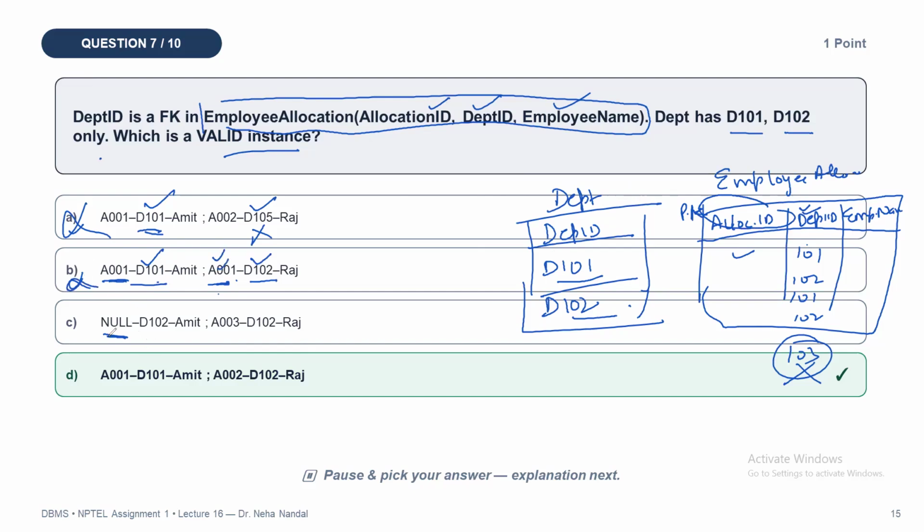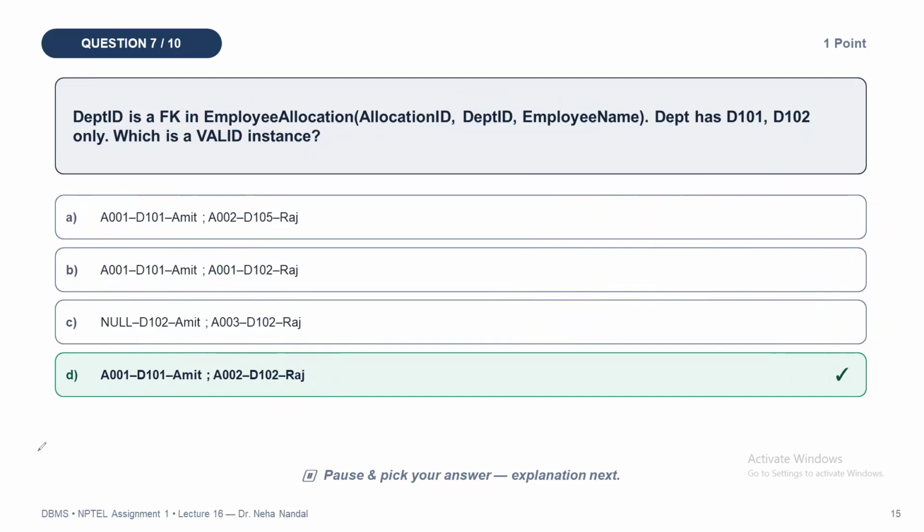And here they have given a null value in allocation ID. Although D102 is allowed, since both can belong to one department, in allocation ID it is null. No, not allowed. Now see this one: A001, A002. No duplicacy, not null. It is valid primary key data. Then 101 is valid because it is available in our department. D102 is valid, available in the department. And names. So only this option fits all the rules. Okay, so that is the correct instance.